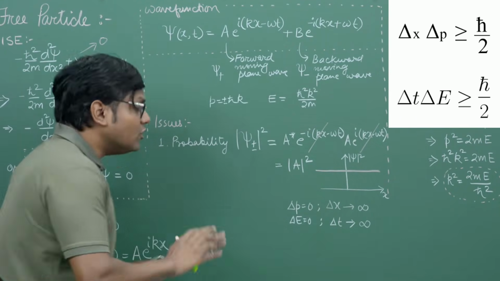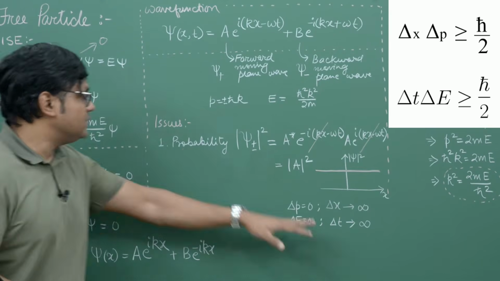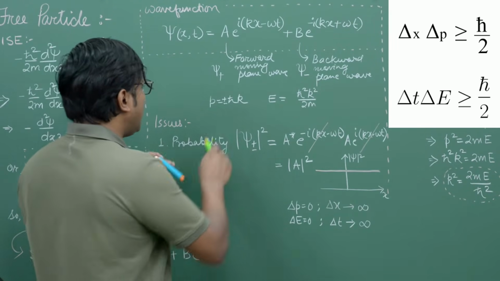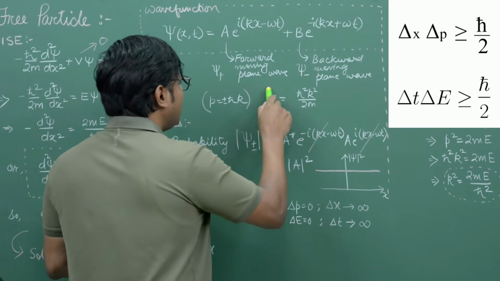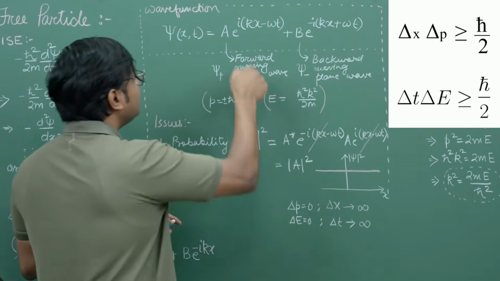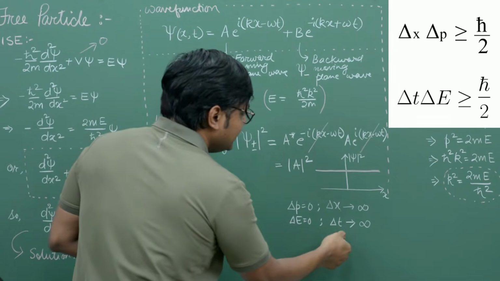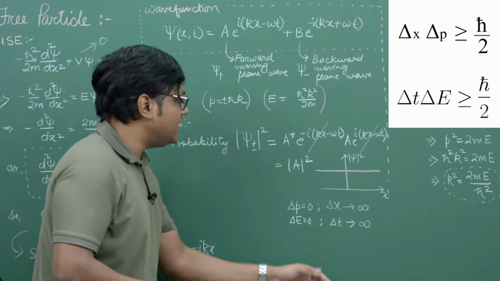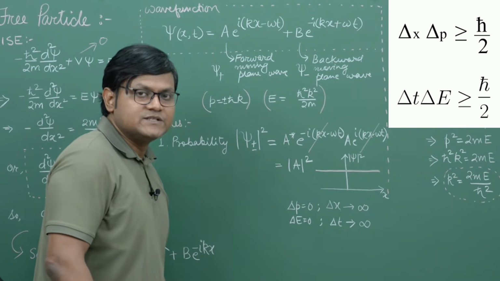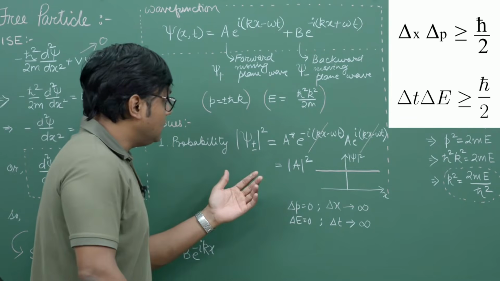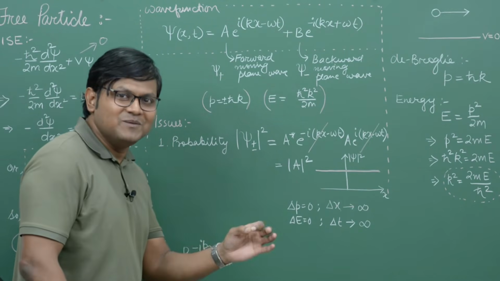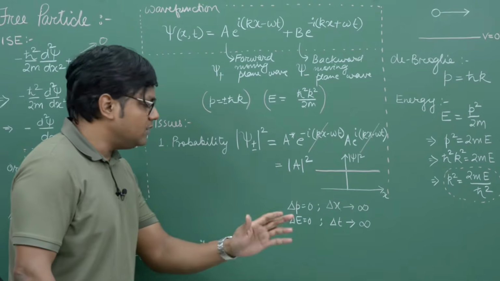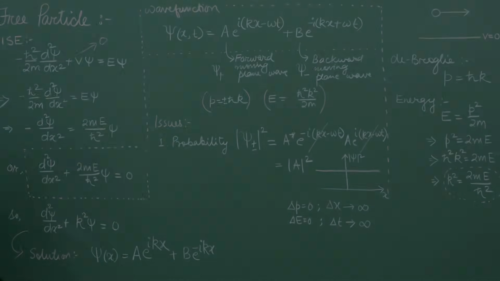Two things that are not allowed by the uncertainty principle. But because we have fixed values of momentum and fixed values of energy for a given plane wave solution, delta x and delta t both become infinite, and therefore we have no information about their spread. Therefore the probability density is a constant. That's a problem, right? But before we solve that problem, let's go to point number 2.